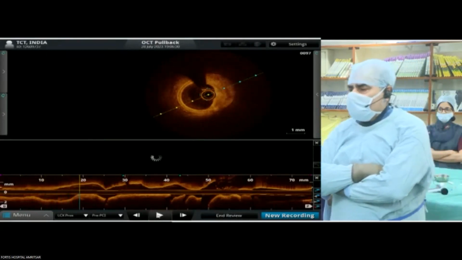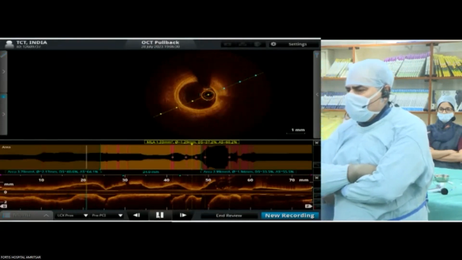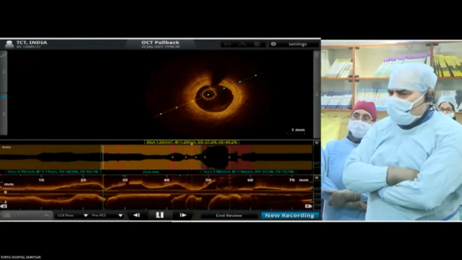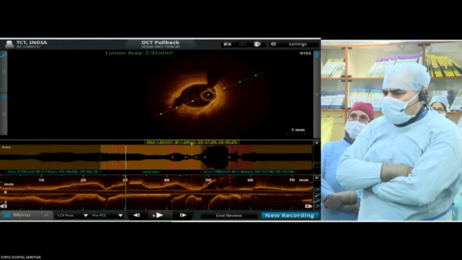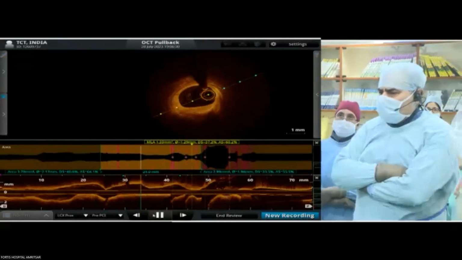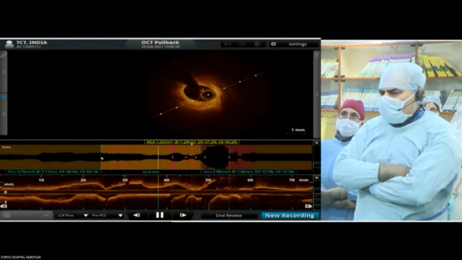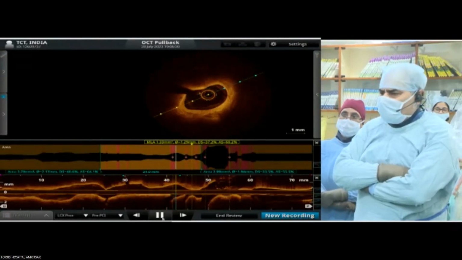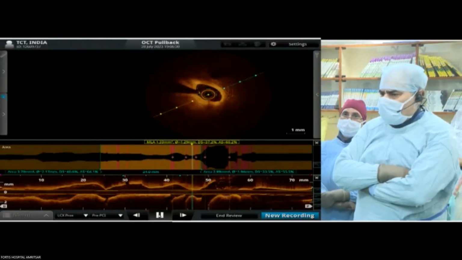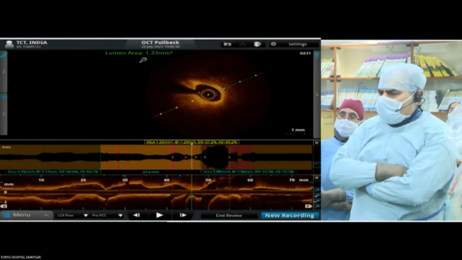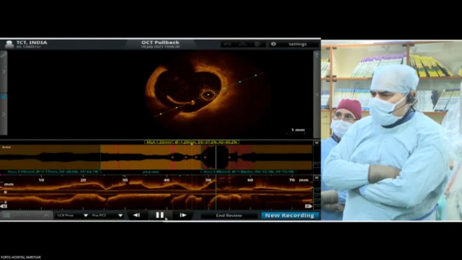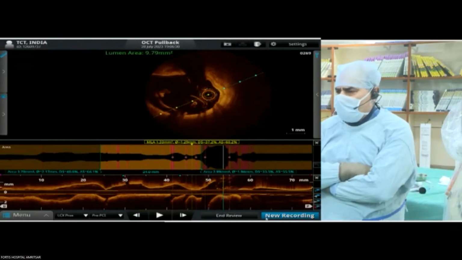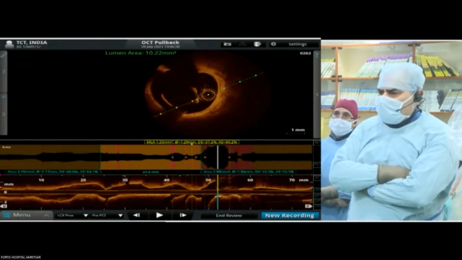Oh, sorry. This is the LCX. No, okay, you can show the LCX also. But we would like to see the LAD. Okay, just show the circumflex. So circumflex is obviously a tight lesion. 1.3 was the MLA here. And left main has some disease, but not significant.